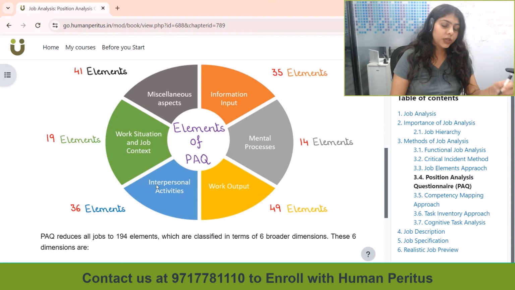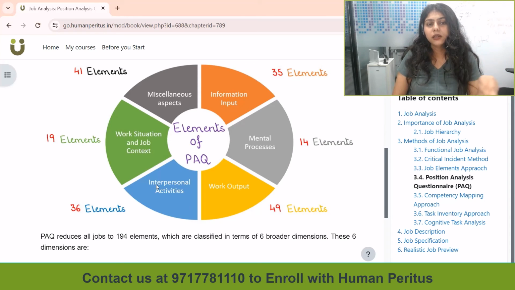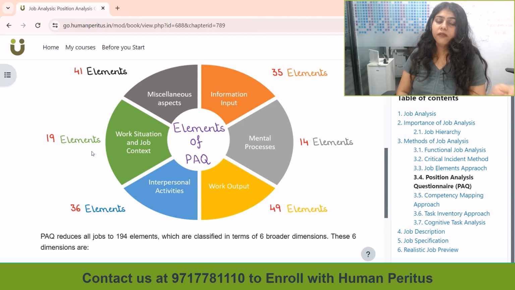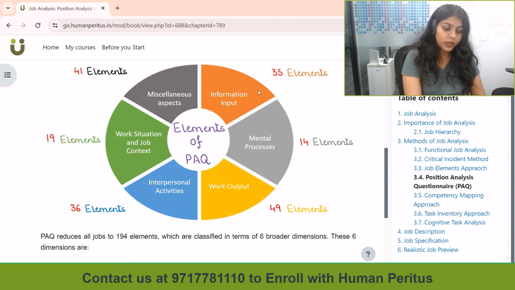Then we have work situation and job context. So what this means is, consider the environment conditions. Again, we're talking about the job context, and job context means the job environment. So all the situations and environments of a job are considered here in these 19 elements. Then we move on to miscellaneous aspects. Everything that wasn't covered from information input up until work situation will be covered in miscellaneous aspect.